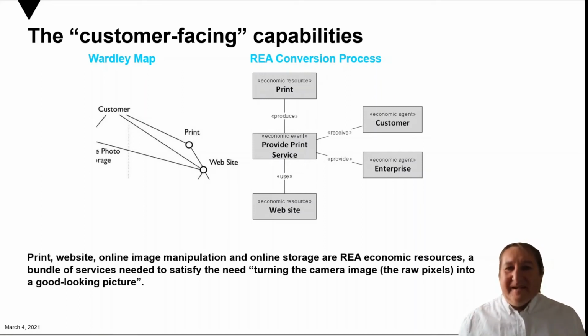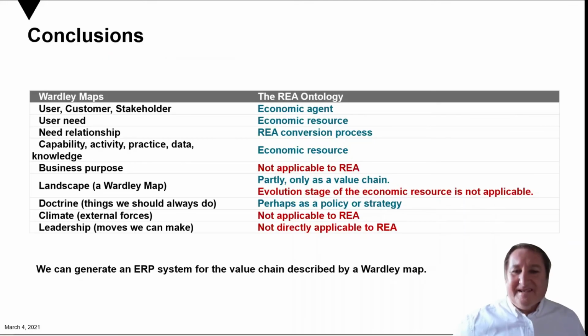From the REA model, we can clearly see that we cannot produce print service only by using a website. We also need to use a physical printer and probably also consume photo paper and other products and services. And these services could be outsourced, but we can use this extra information that the REA model reveals to improve the Wardley map. So here is a summary.